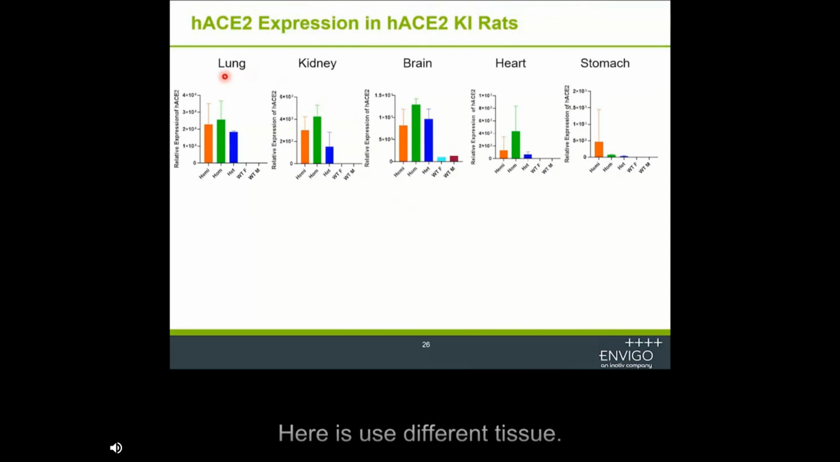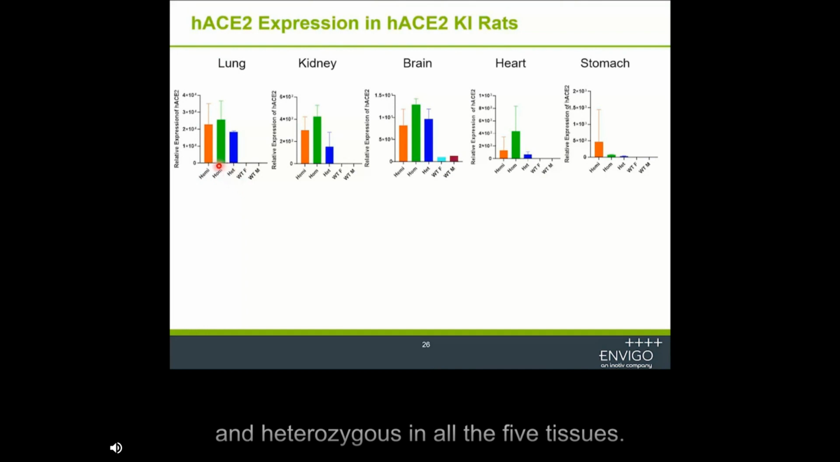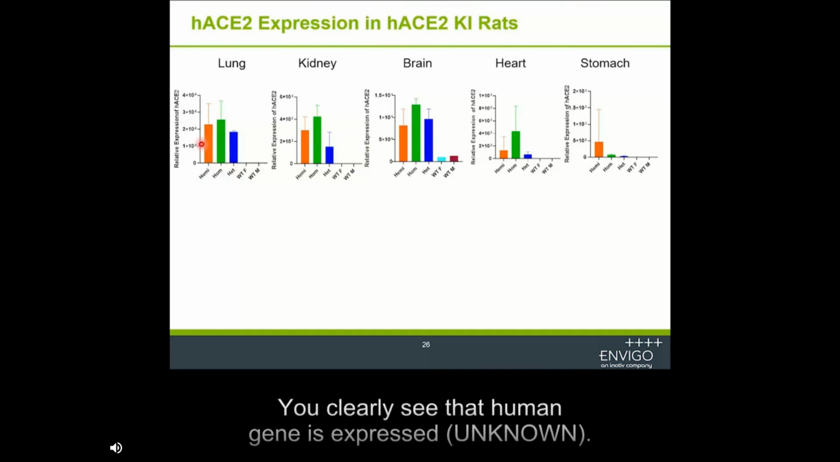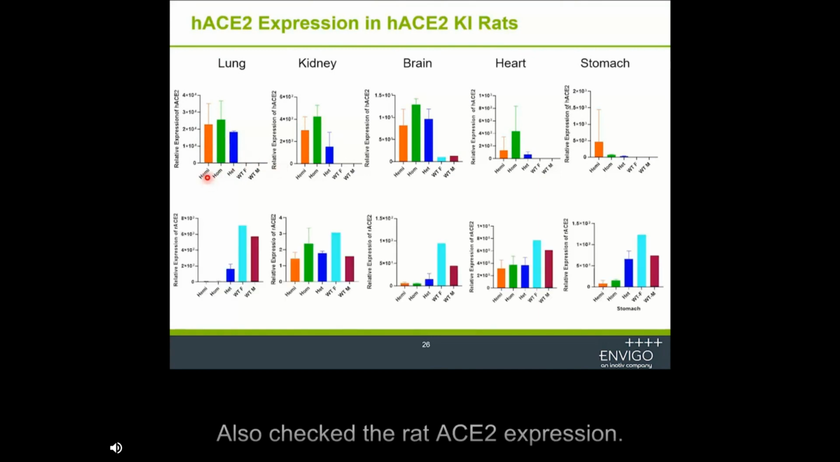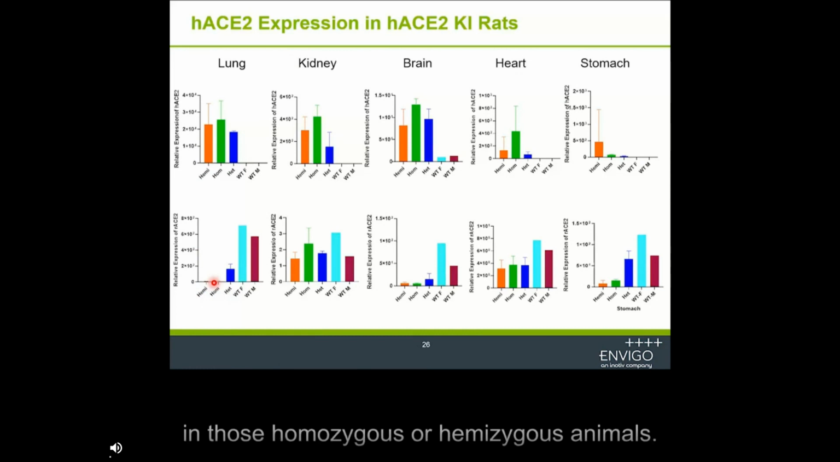Here we used different tissues to systematically examine human ACE2 expression in hemizygous, homozygous, and heterozygous animals, in all five tissues, and clearly see the human gene is expressed in those organs. We also checked rat ACE2 expression, and as expected, in the lung tissue, rat ACE2 is not expressed in homozygous or hemizygous animals, which is correct.